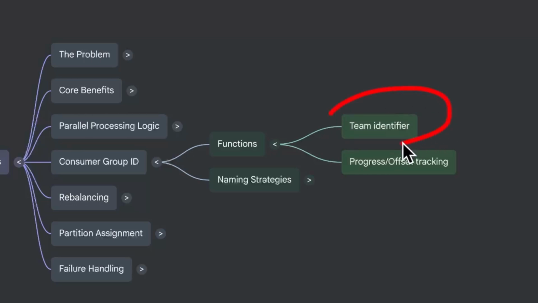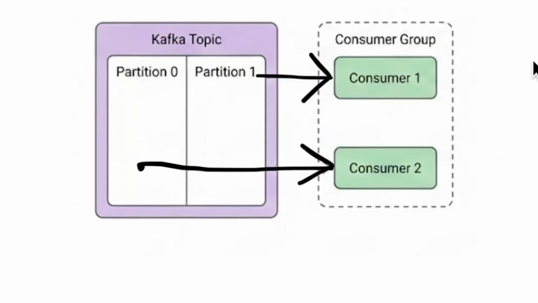So consumer group ID can be used as a team identifier. Number of consumers making a consumer group, they have a unique identifier. And if you're working across different teams, dev team, test team, you can have your unique consumer group ID as well. That is where it helps with progress and offset tracking. What does it mean? If you have another consumer group 2, this is 1. So Kafka broker remembers which consumer group has read from which offset. Okay, so it will track accordingly and it will give you that particular message from where you left.